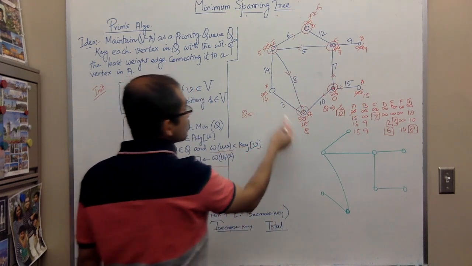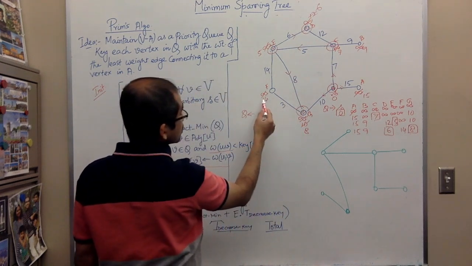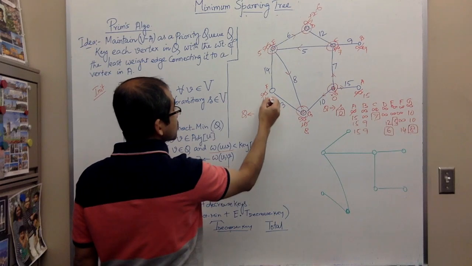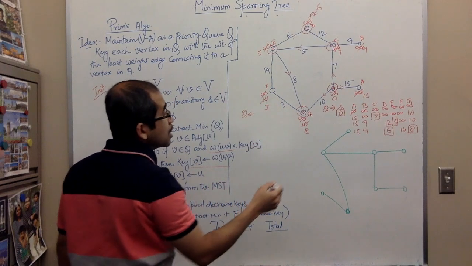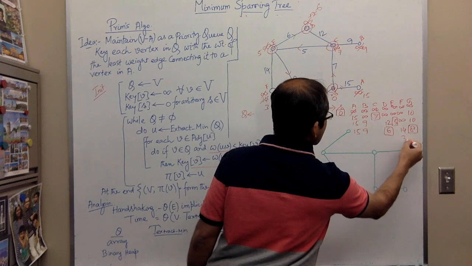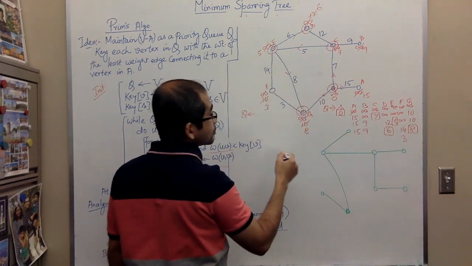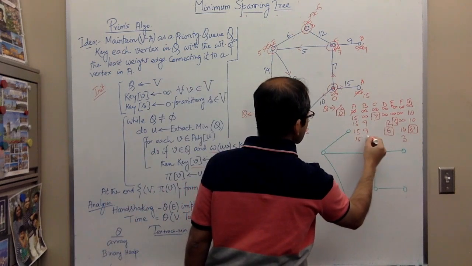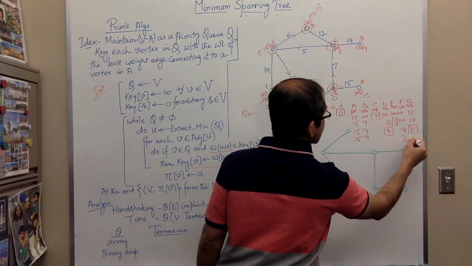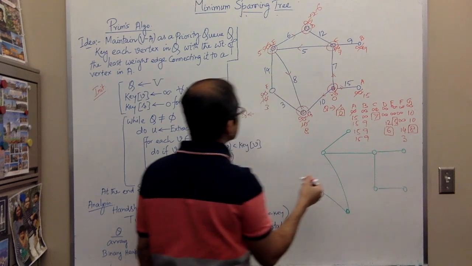So now there's a path 3 to 14. So this 14 is more than 3. So this 14 will be replaced with 3. Okay, so 14 is now 3, and others are 15 and 9, and these are only this are there.